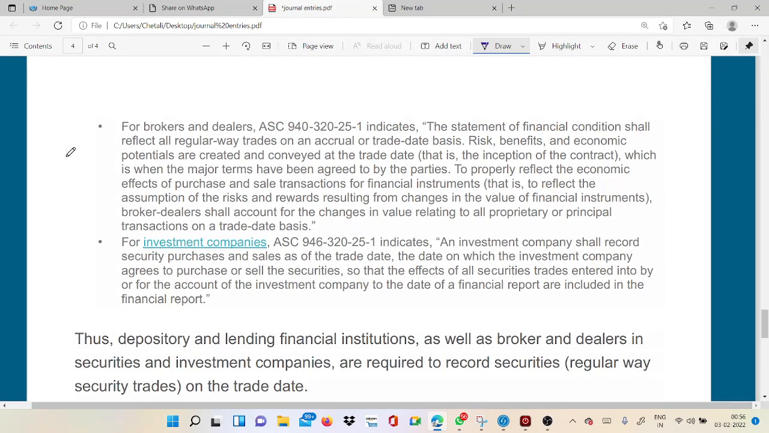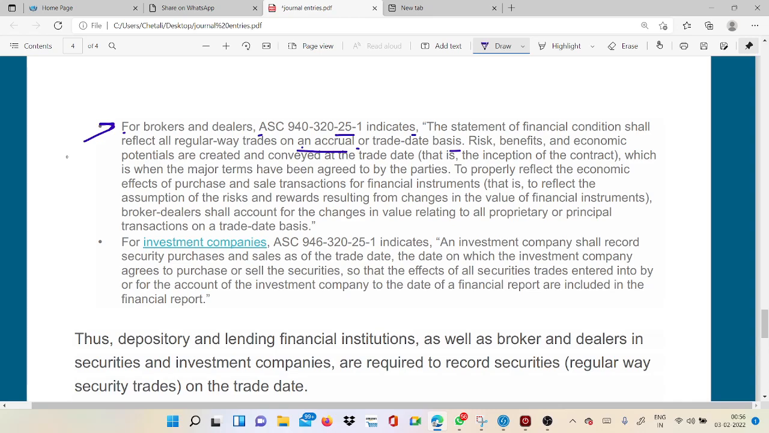Okay, so the above section was for lender and the depository. This one is for brokers and dealers. Accounting standard is this: the statement of financial condition shall reflect all regular way trades on an accrual or traded basis. For a broker, the accounting entry will be on an accrual or traded basis.